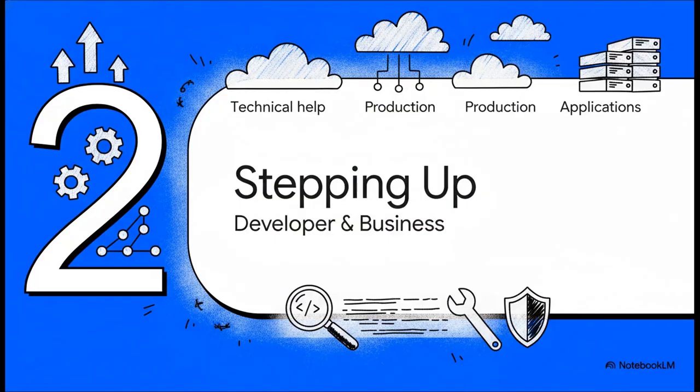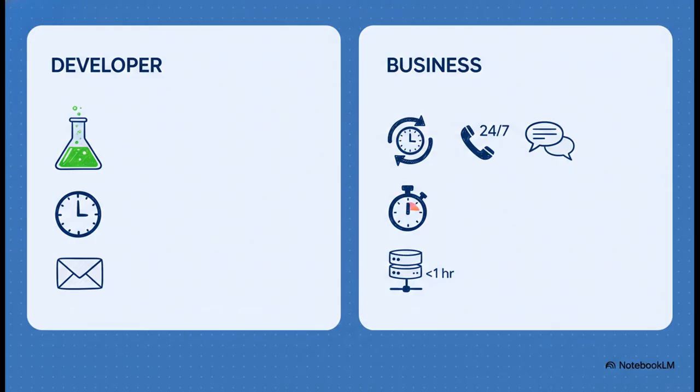So what happens when you do need that technical help? Well, that's when you've got to open your wallet. Let's jump into the first two paid tiers, developer and business. These really cover the whole spectrum, from just playing around in the early stages to running live, honest-to-goodness applications. Just look at the huge leap between these two.